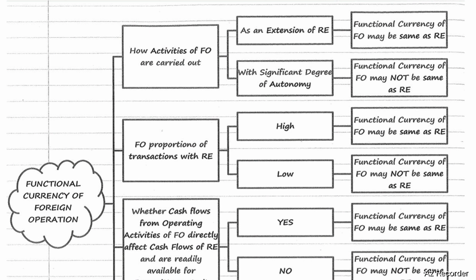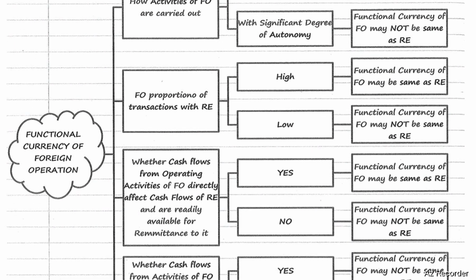If activities of foreign operation are carried out with a significant degree of autonomy, functional currency of foreign operation may not be same as a reporting entity. Next, if foreign operation proportion of transactions with reporting entity are high, then functional currency of foreign operation may be same as a reporting entity. If foreign operation proportion of transactions with the reporting entity are low, then functional currency of foreign operation may not be same as a reporting entity.